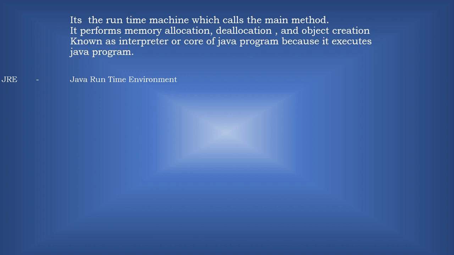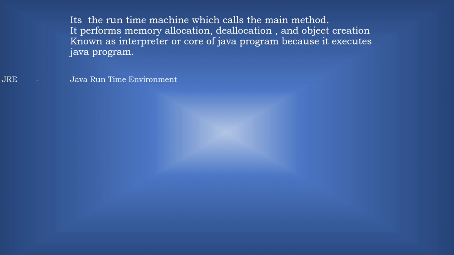It is a runtime machine which calls the main method. It performs memory allocation, deallocation, object creation, and it is also known as the interpreter or core Java program because it executes the Java program.